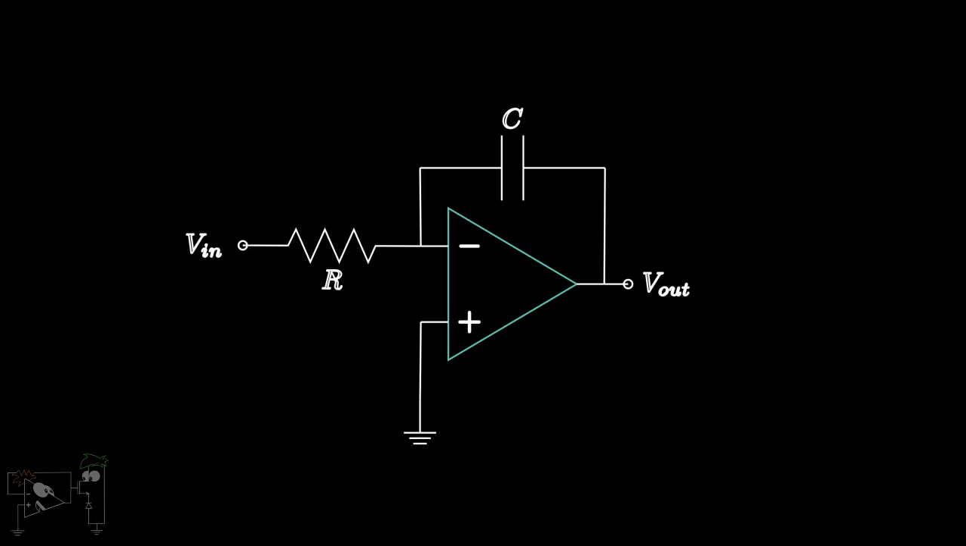Suppose we feed a step voltage as input to the integrator. The integrator will integrate the step function to give an inverted ramp output. The slope of the ramp will be minus 1 by RC. This will grow and eventually hit the negative saturation value. Similarly, if we give a sine wave input, we get a cosine wave output. The relation between input and output can also be found using the Laplace transform.